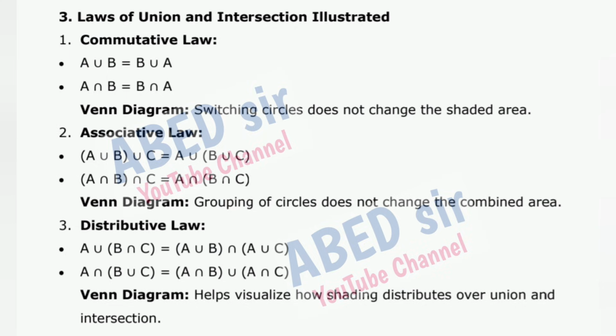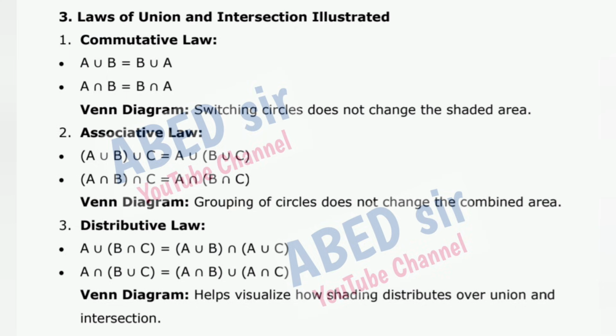3. Laws of union and intersection illustrated. Commutative law: A ∪ B is equal to B ∪ A. Venn diagram: switching circles does not change the shaded area. Associative law: (A ∪ B) ∪ C is equal to A ∪ (B ∪ C). Venn diagram: grouping of circles does not change the combined area.